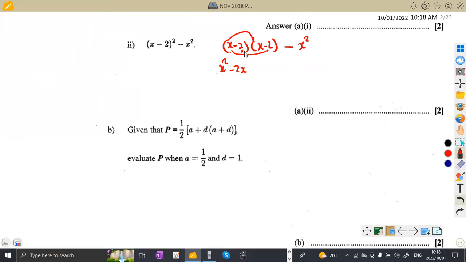We're done with x. You move on to minus 2. So it's minus 2 by x, which is minus 2x. Minus 2 by minus 2, that's a plus 4. Whatever you're going to get, we subtract x squared. So collecting like terms, just like the previous part, we've got x squared minus x squared. This is going to give us a 0. So we are left with minus 2x minus 2x, that is minus 4x plus 4. So that is what we're supposed to get from this one. I think it was clear.